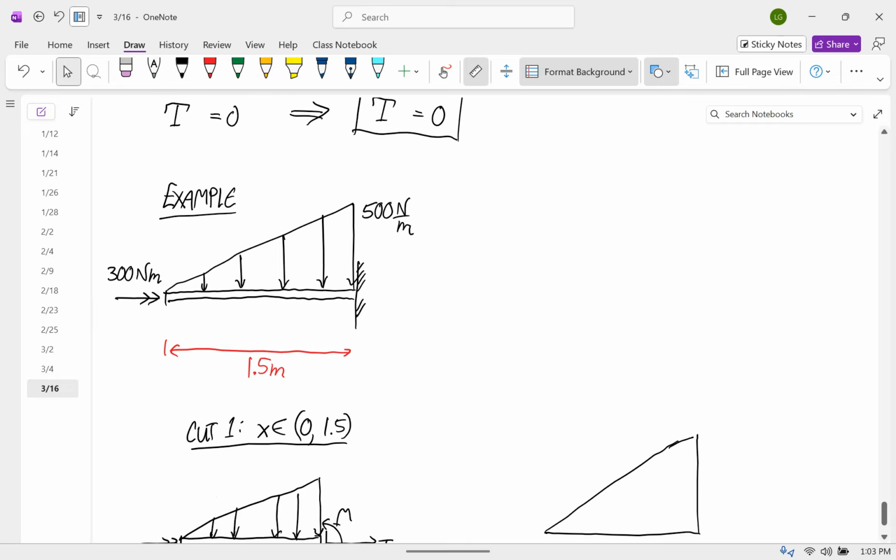And so what we're going to do is calculate an equation for this line, okay? So the equation for this line is y equals mx plus b. At x equals 0, at the left end, the value is 0, so there's no y-intercept. And for the slope, we need the rise over the run.